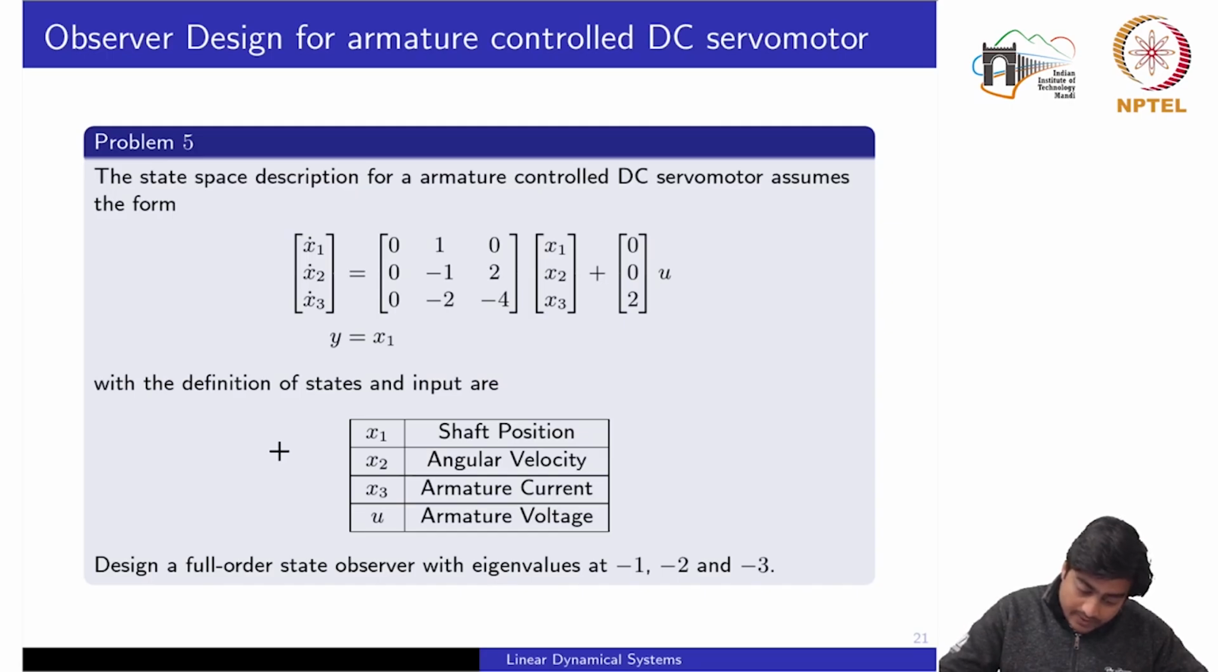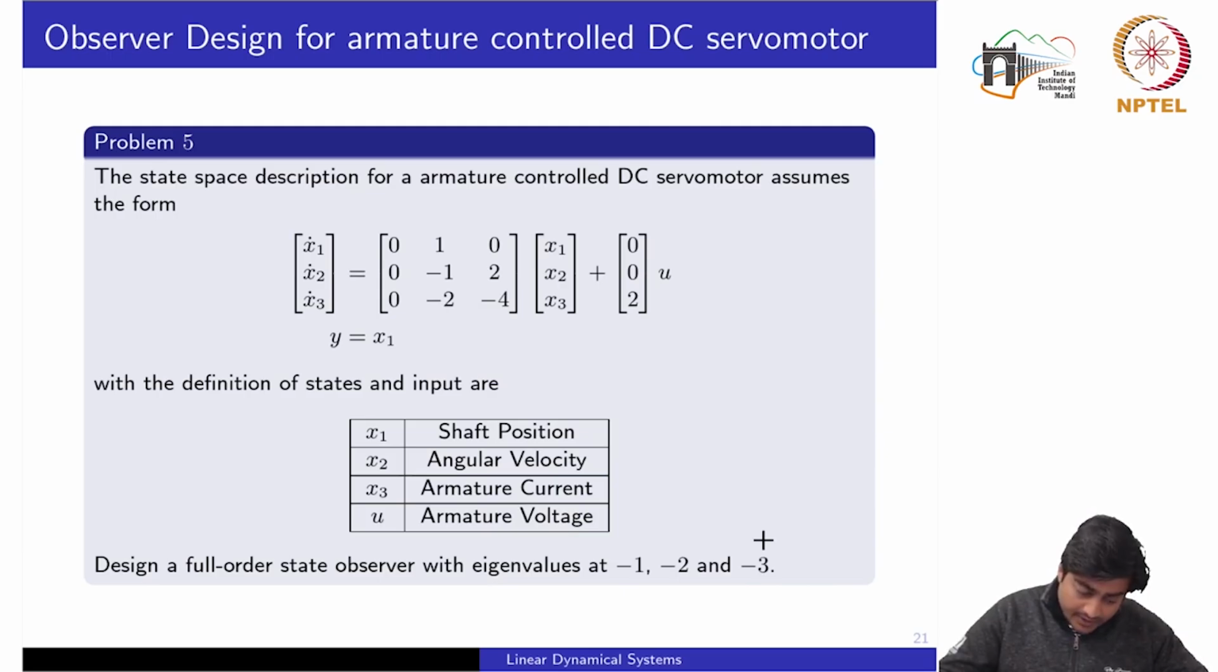In problem 5, we have an armature controlled DC servo motor whose A, B, C matrices are given by these values. Here your C would be a vector containing only the first non-zero element. The other two elements of the C matrix would be 0. The definitions of the states and inputs are given here. We want to design a full order state observer with eigenvalues placed at -1, -2 and -3.